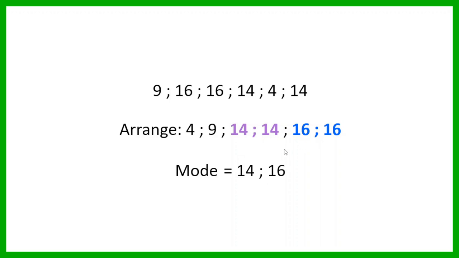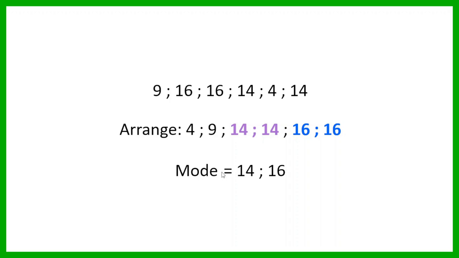So when you've got data, you can have more than one mode depending on how many values there are that have that same highest frequency. You can also have no modes. If you have the same number of every single piece of data, if they all have the same frequency, then you're not going to have a mode. So the mode is something that you might have, you might not have, you might have more than one, and so on.